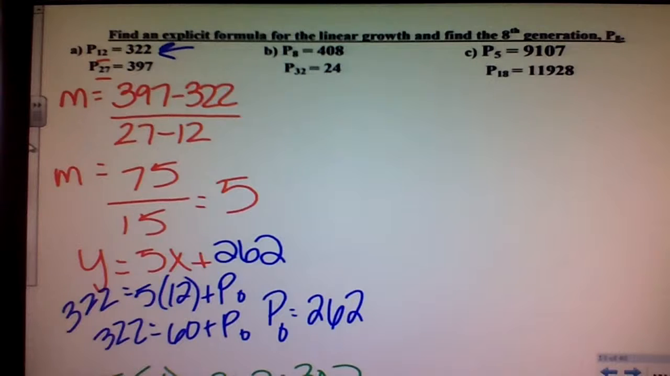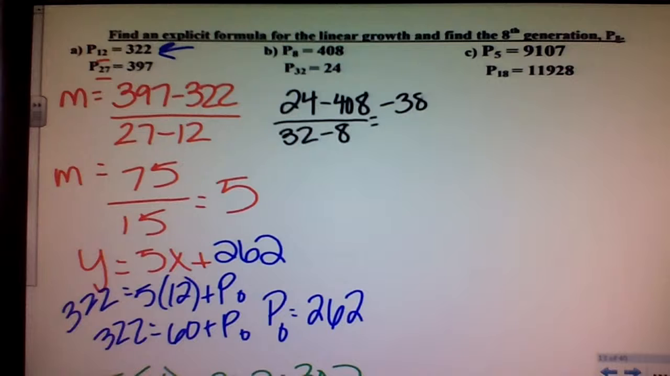All right. So this one, 24 minus 408 divided by 32 minus 8. Wait, that's a negative number. So take a look at this. My 8th number is 408 and my 32nd number is 24. So my slope had better be negative because my numbers are going down. So when I do this, this is negative 384 divided by 24.